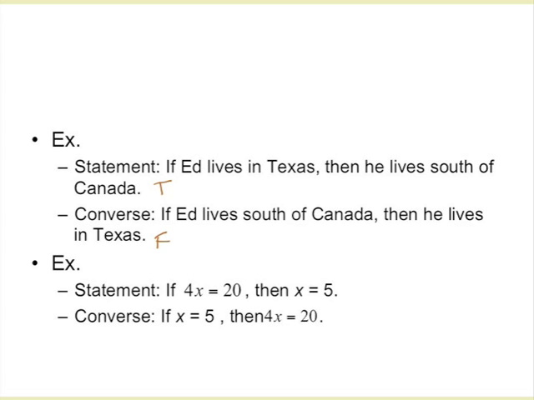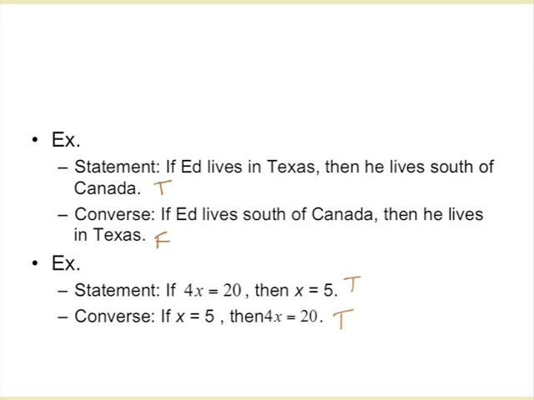Another example, a more algebraic statement: if 4x equals 20, then x is 5. Okay, that works. If x is 5, then 4x is 20. Yep, that's still true. So in this case, both of them are true. Just because a statement is true does not mean its converse will be true, but it can be, so we always have to test it. We have to look for that counterexample.